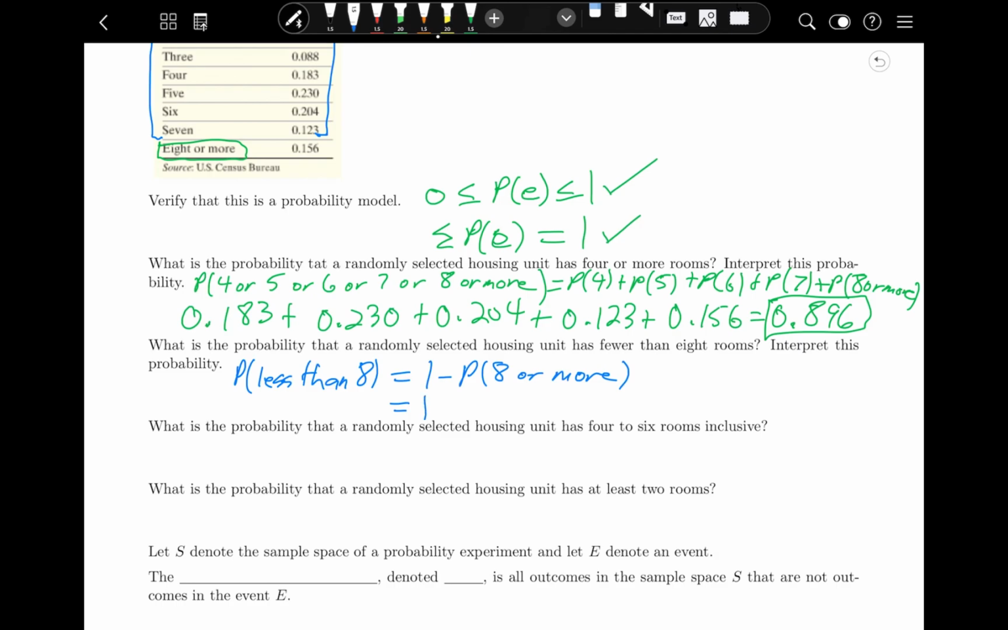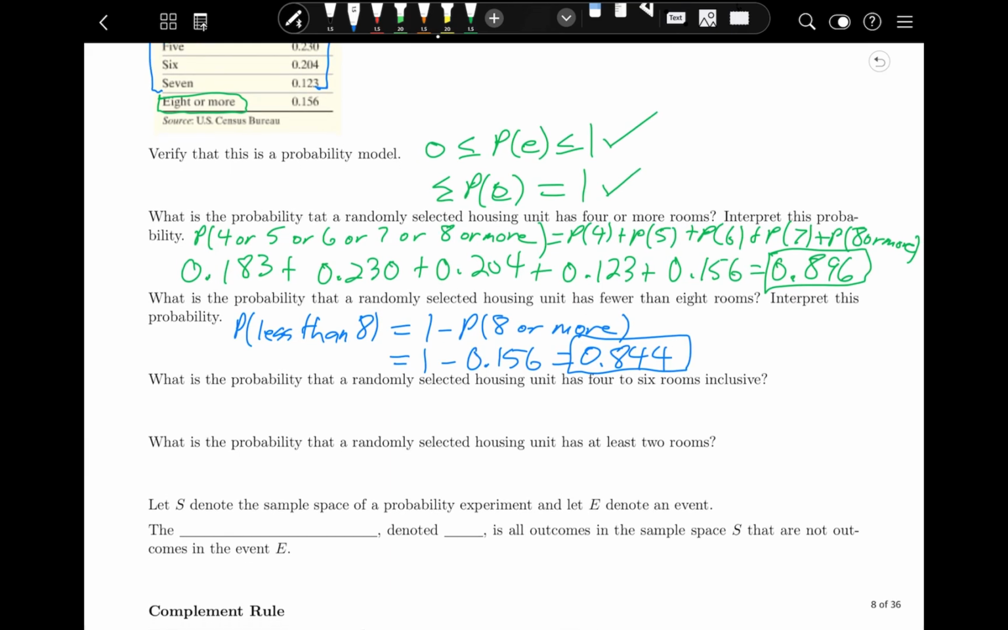So I could do 1 minus 0.156 and get 0.844. And if you did add up all the ones I listed, you would get that exact same answer.